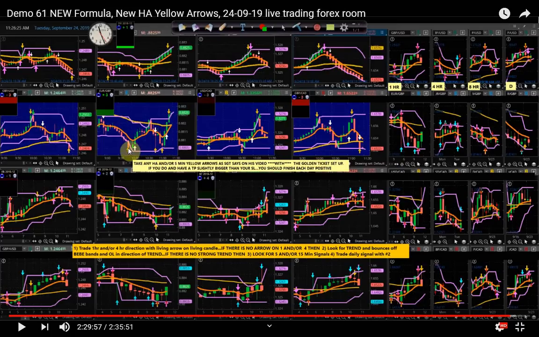So you've got a yellow in here. Yep, golden ticket setup. Outside 4, outside 8, going up. Okay, so it goes up. Look, it hits the 1 hour orange line. There was probably a yellow here to say this was going down, right?